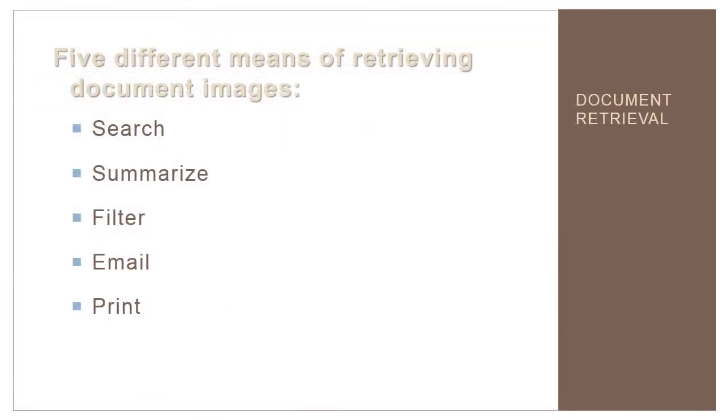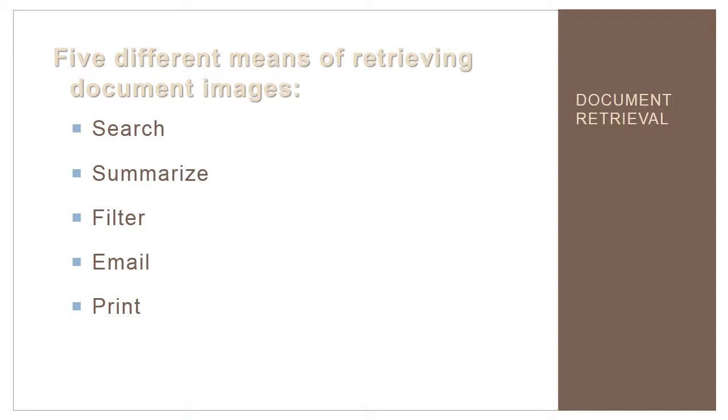Now that we've reviewed the steps that are necessary to upload a document into the system, let's move on. Our next topic will be document retrieval. Within Content Manager, there are really 5 different means of retrieving document images. You'll begin by using a basic search function. And to further refine your search, you'll use either summarize or filter. Both will help you narrow down the search to find the exact document that it is that you're looking for.